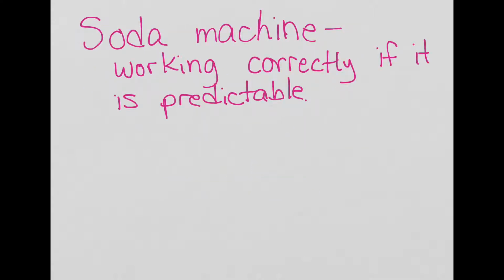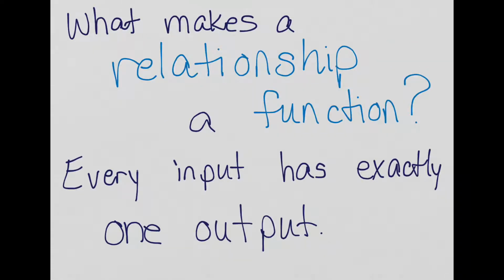I'm not going to talk about the soda machine problems from the front. Basically, this soda machine is functioning correctly if it's predictable. If you know what's going to come out when you press the button every time, then it's functioning correctly. And we're going to use that as a model, but I don't want to go over all of that because I've got a lot to do in this video.